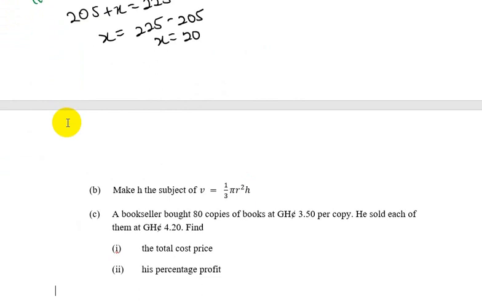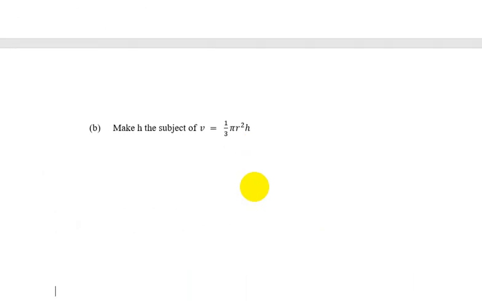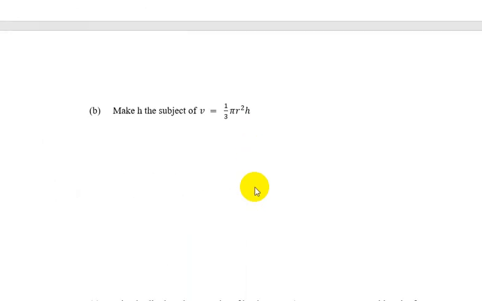Now the B is change of subject. Let's create ourselves a space. Okay, so change of subject. So we have V equals 1 over 3 pi r square h. Now we are finding h, right?